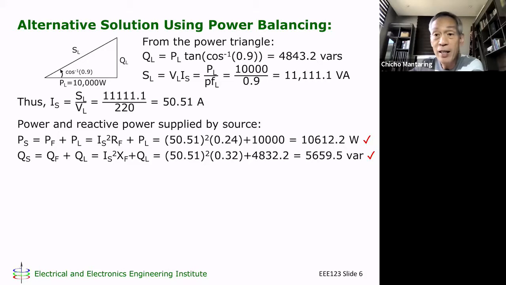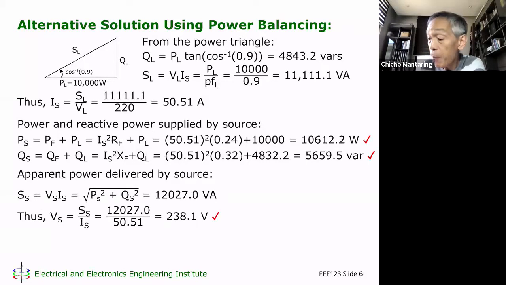So what is the second thing that we have to compute for? We have to compute for the voltage delivered by the source. How do I do that? I can get the apparent power delivered by the source using the power triangle. So using the power triangle, I know P, I know Q, I can get S. S is just the square root of P squared plus Q squared.